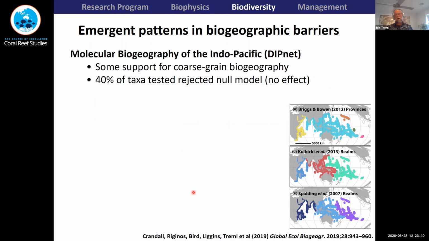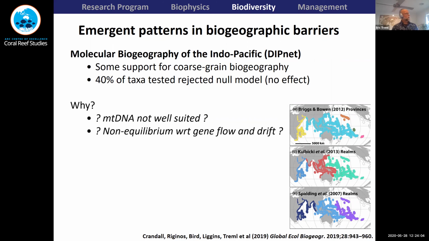The outcome was somewhat underwhelming. There was some support for broad scale regionalization. So some of the barriers that we saw in the regionalizations with 5, 4, or 3 divisions had the most support, but only 40% of the taxa supported those findings. So for the majority of the taxa, there was no effect, which was a real disappointment. Left us really scratching our head and pulling out our hair.